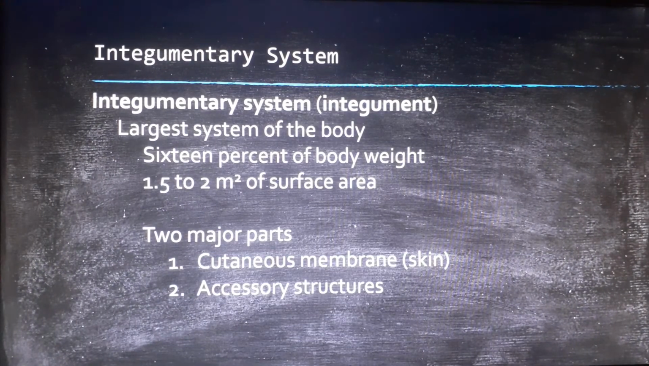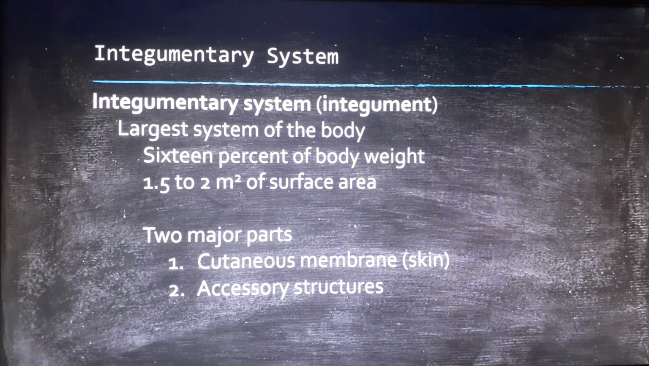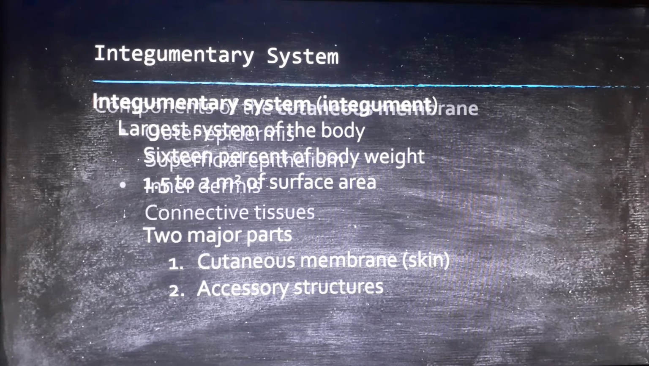The integumentary system, because your skin is also called the integument, is the largest organ of your body. It's as big as you are. It makes up about 16% of your body weight and 1.5 to 2 meters squared of surface area. Now we can divide this entire organ system into two major areas: the cutaneous membrane, which we learned in an earlier chapter, that's our skin, and all of the accessory structures.